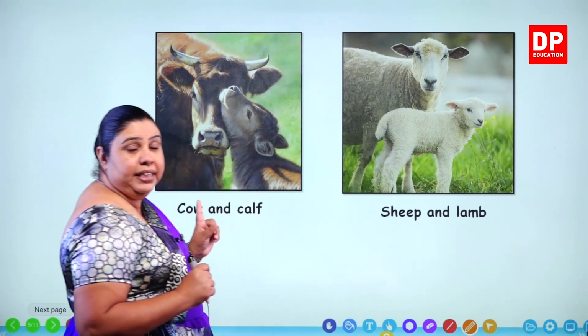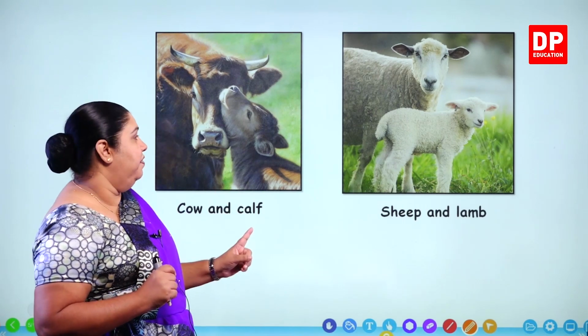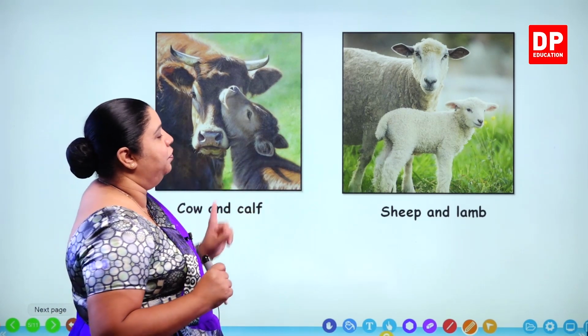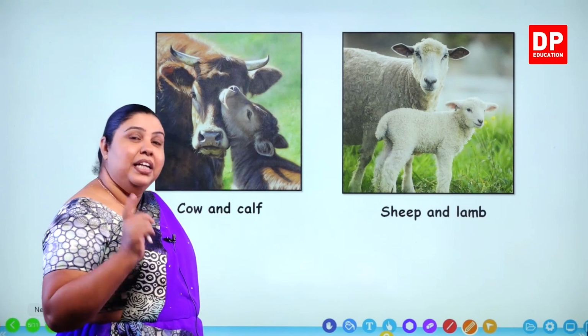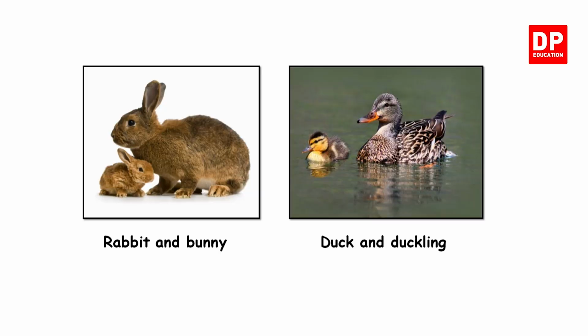Now, the cow is the big animal. And who is the baby? We say calf. I hope you can see the beautiful pictures over here. Let's move forward and see what else we have. Now, can you see what I have brought for you?